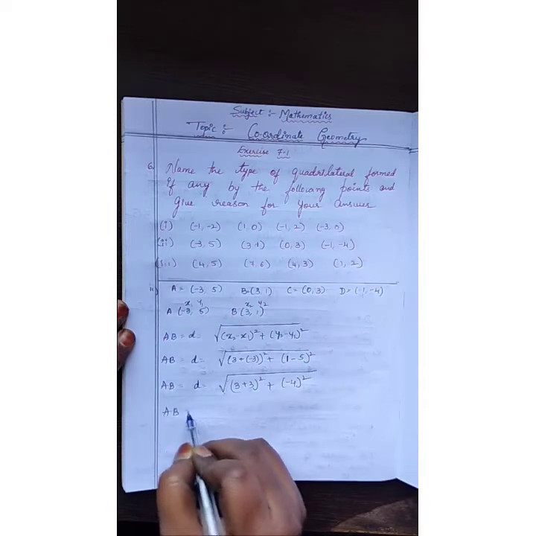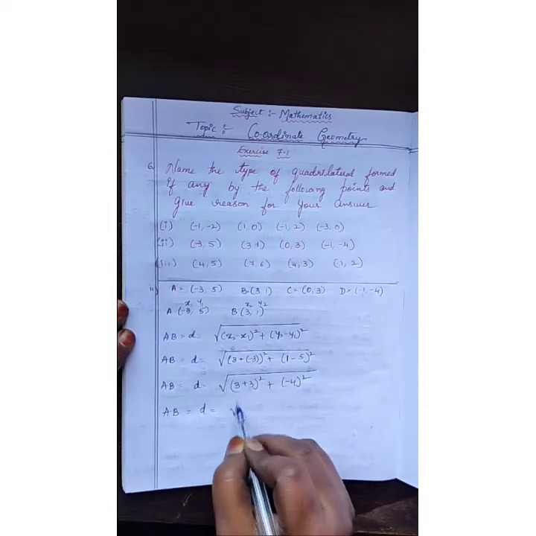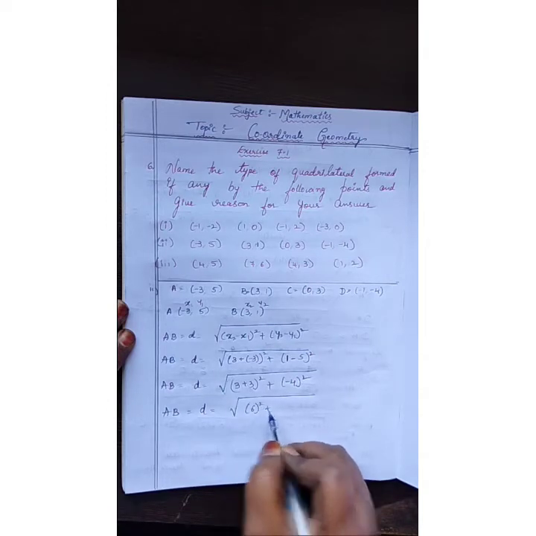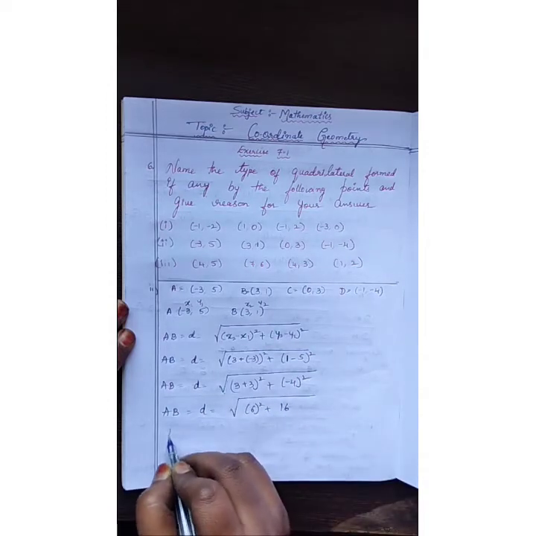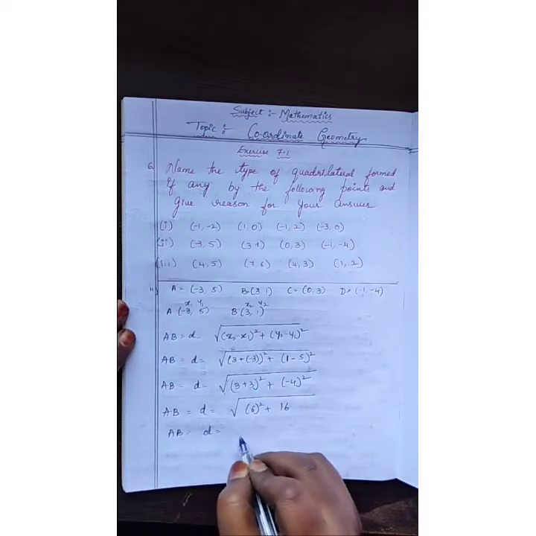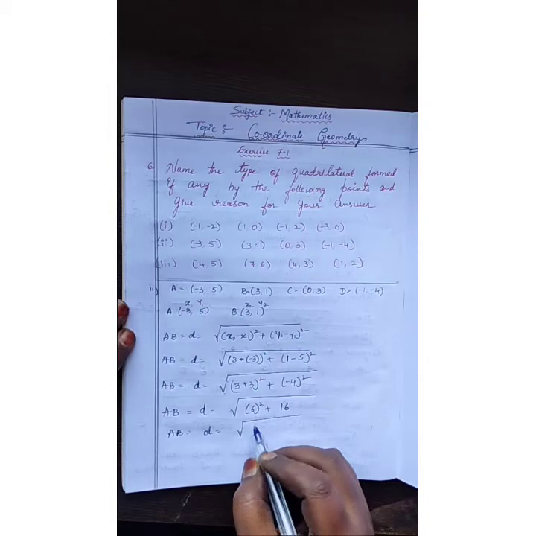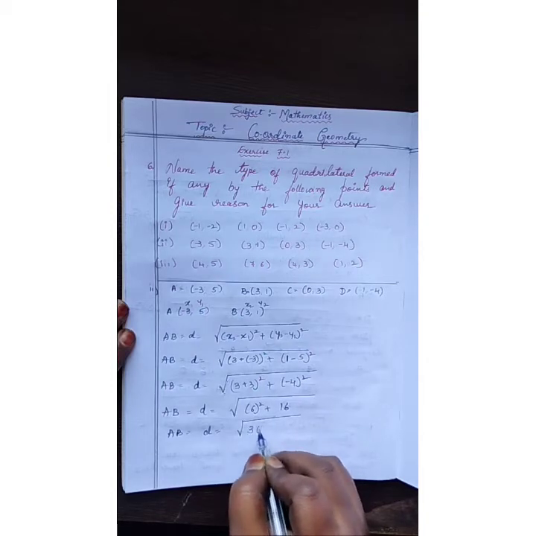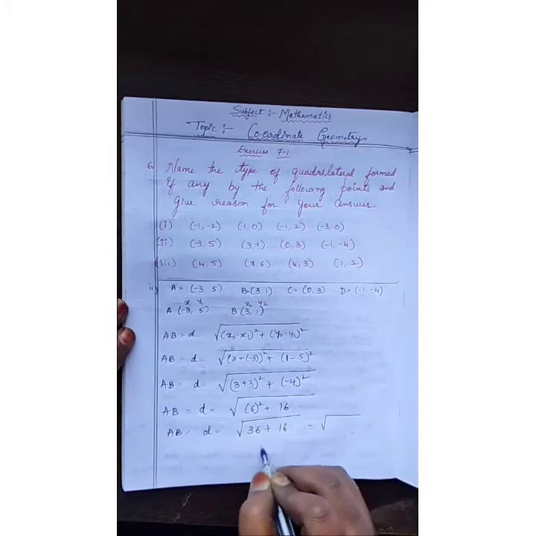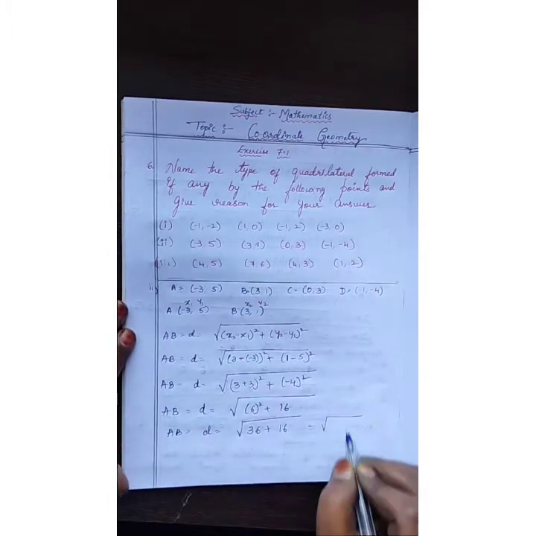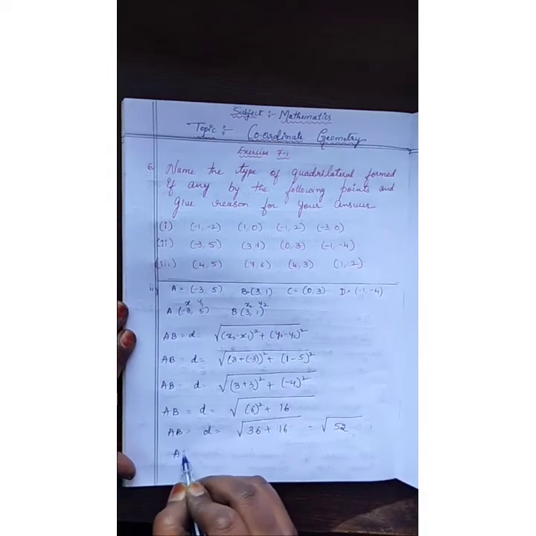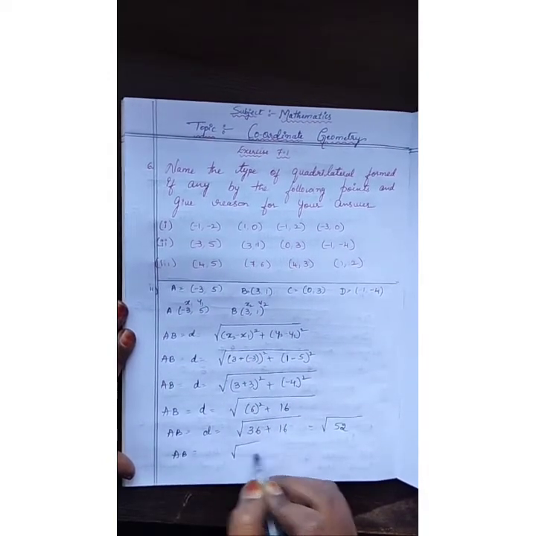Then AB equal to root of 3 plus 3, how much will you get, students? 6, and 4 square value is 16. AB equal to root of 6 square, value how much? 6 square value is 36 and 16 you write as it is. Add these two numbers. 36 plus 16, how much will you get? You will get 52. Then write AB equal to root 52.